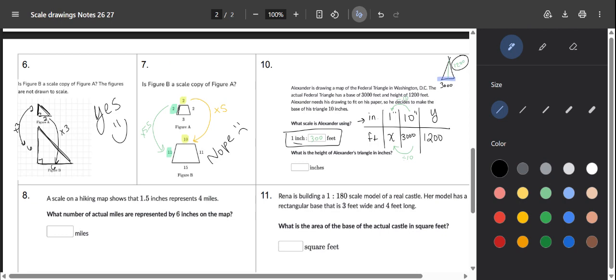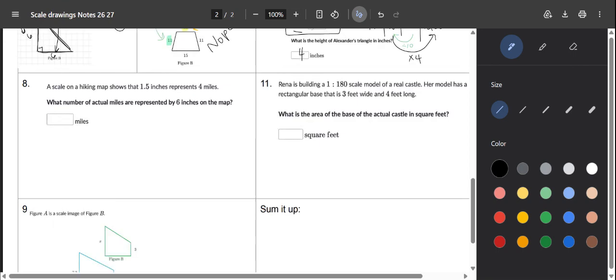So I know to go from 300 to 1,200, I'm going to multiply by 4. If I didn't know that, could I divide? Absolutely. So then I do 1 times 4, and that gets me 4 inches.